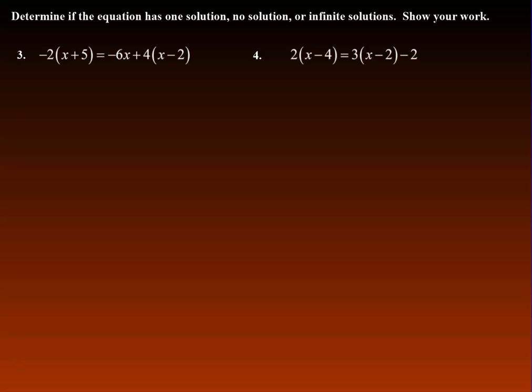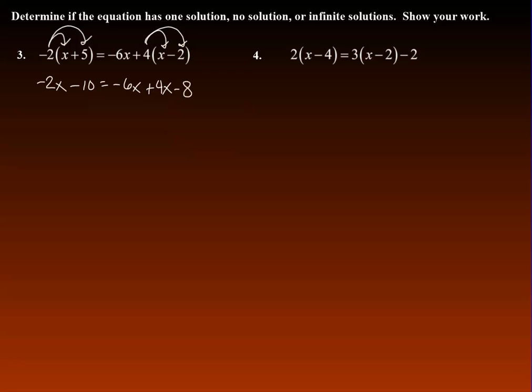So the first thing we need to do is distribute the -2 to the x and get -2x. Distribute the -2 to the 5 and get -10. Then we're going to bring down the equals and the -6x. We have to distribute the 4 to the x, so plus 4x, and the 4 to the -2, so -8.